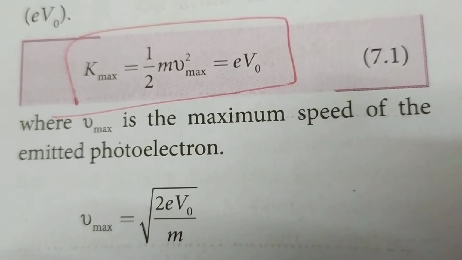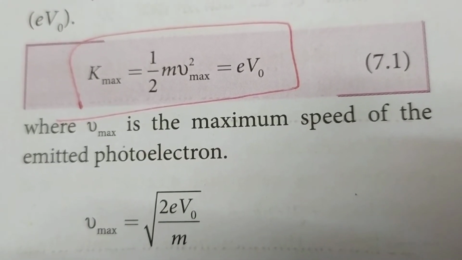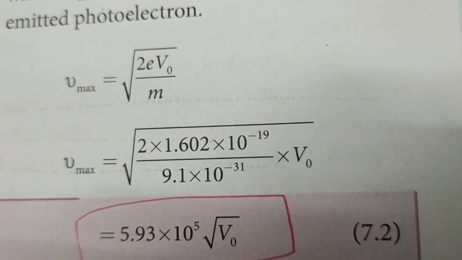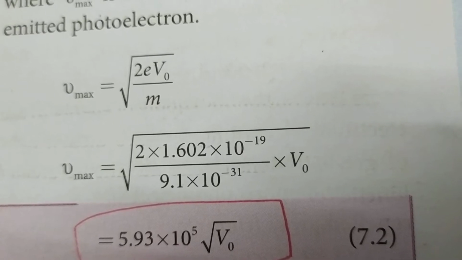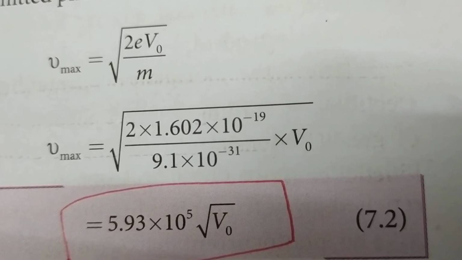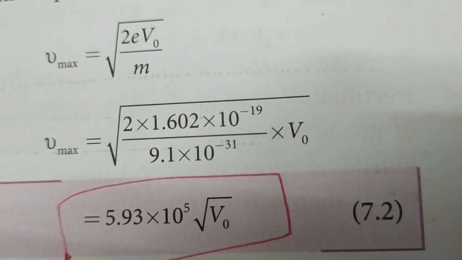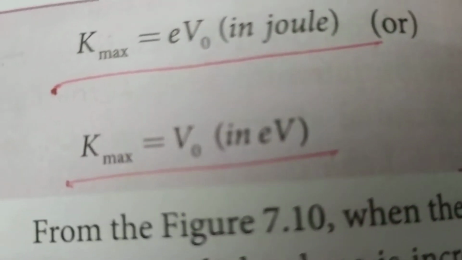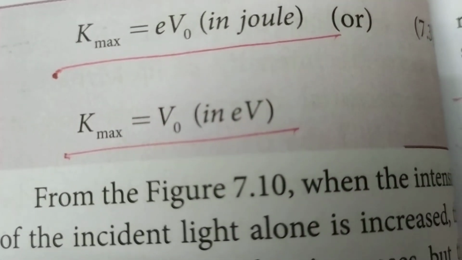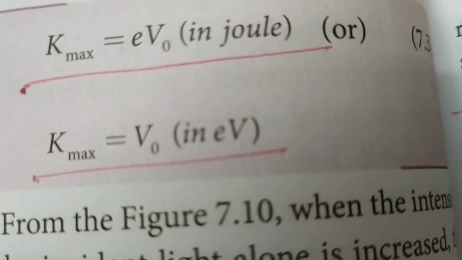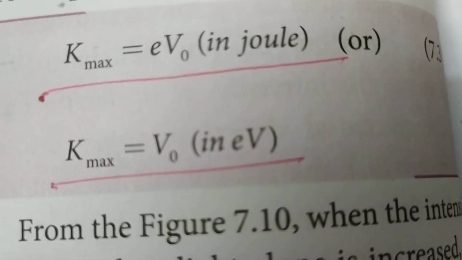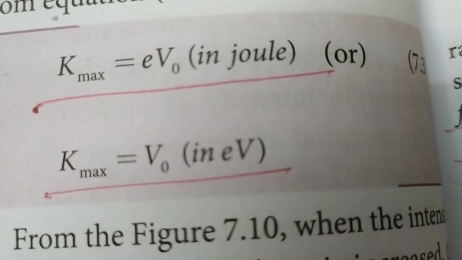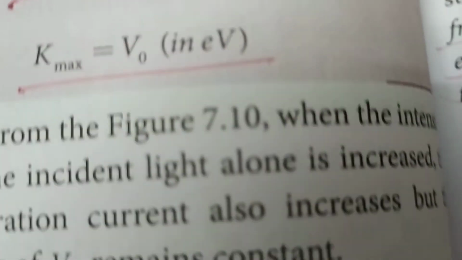Using this derivation, the kinetic energy is equated to the stopping potential. So v max is equal to the square root of 2 e V0 by m. By simplifying the equation and substituting e, the charge of the electron, and the mass of the electron, you will get the expression as 5.93 into 10 power 5 square root of V0. Kinetic energy is usually given by e V0 if the unit is joule, and the maximum kinetic energy is given by V0 when the unit is eV, that is electron volt. You can use either of these two equations, but when you use e V0 the unit should be joule, whereas when you use V0 the unit will be electron volt.